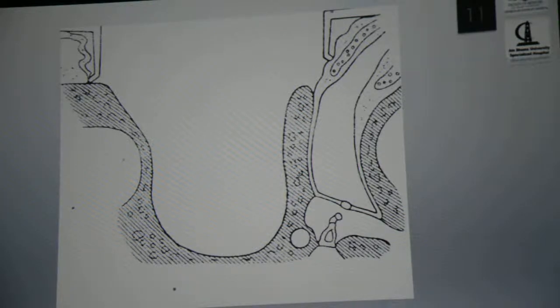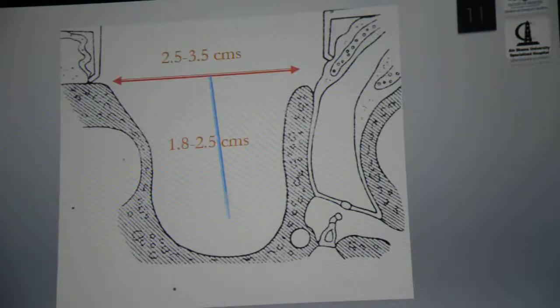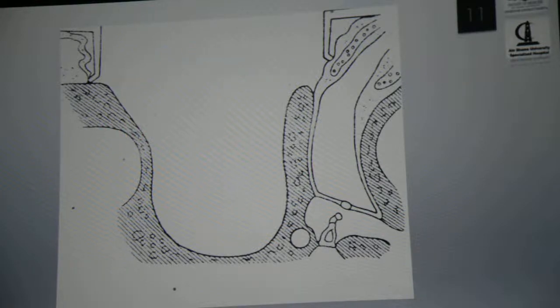At the level between the cortex and the mastoid antrum, the depth is between 18 and 25 millimeters, and the maximum distance between the posterior meatal wall and the sigmoid. Be careful.